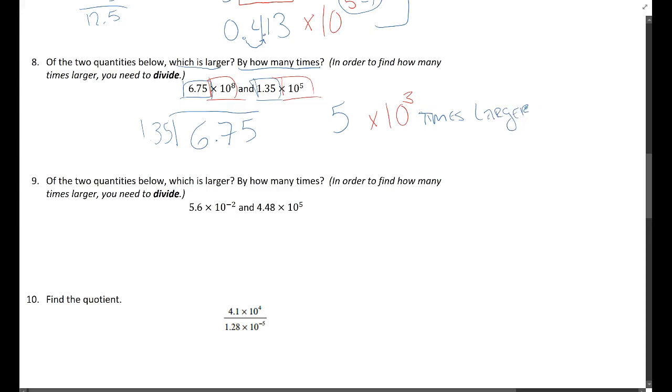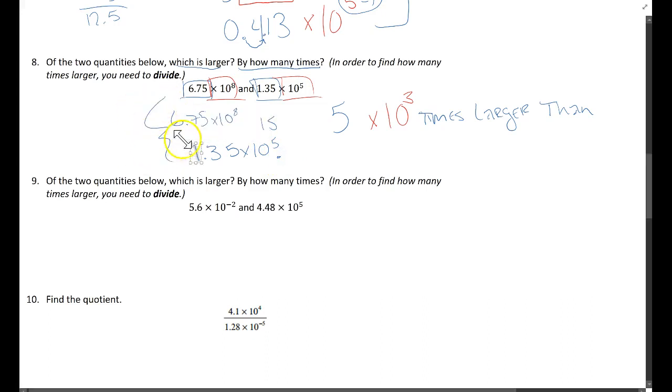So, in order to really get full points on this, I would need to actually write this. 6.75 times 10 to the 8 is 5 times 10 to the 3rd times larger than 1.35 times 10 to the 5th. Now, by putting that, this right here is a good answer.